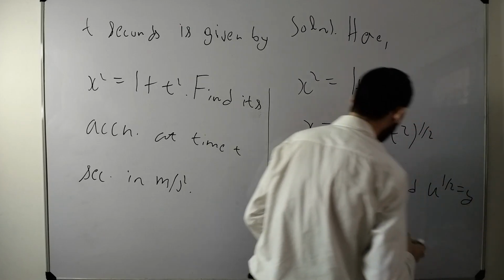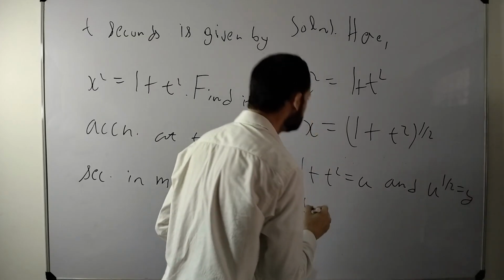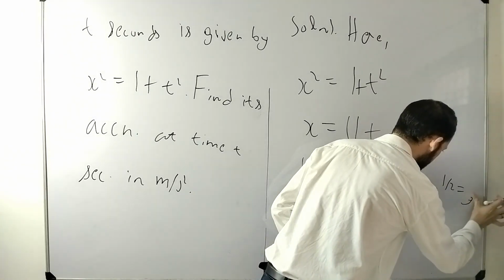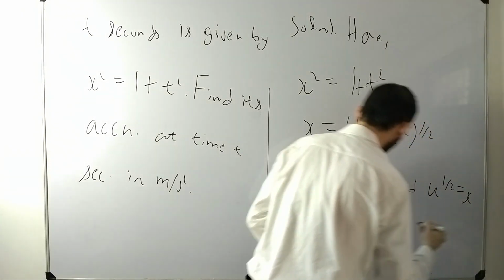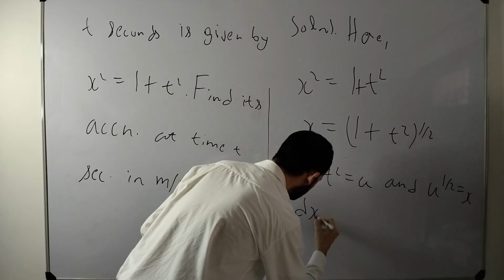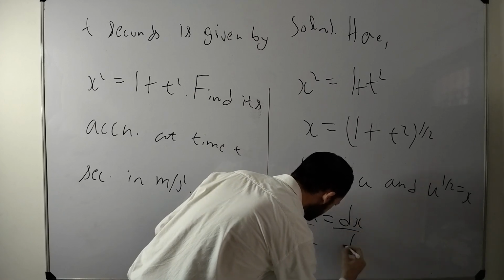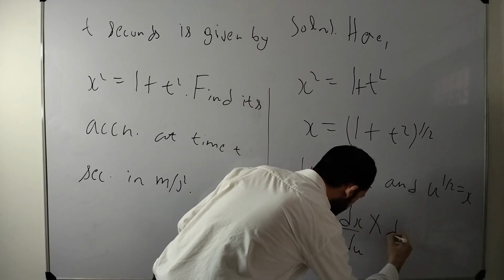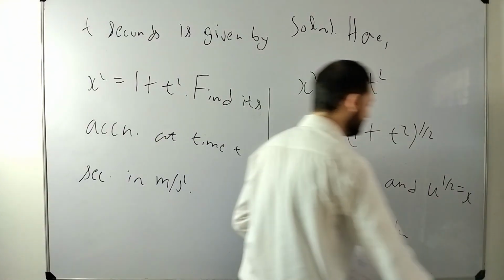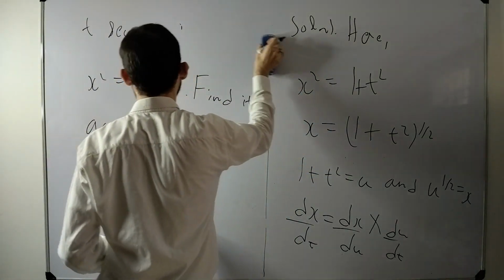So what should I write? dx. No, sir, x. Why are you putting y? X. Yes, you are right, student. Very good. X. Then this becomes dx upon dt, and this should be dx upon du times du upon dt. Right, student? What is this method? Yes, the rule of substitution.